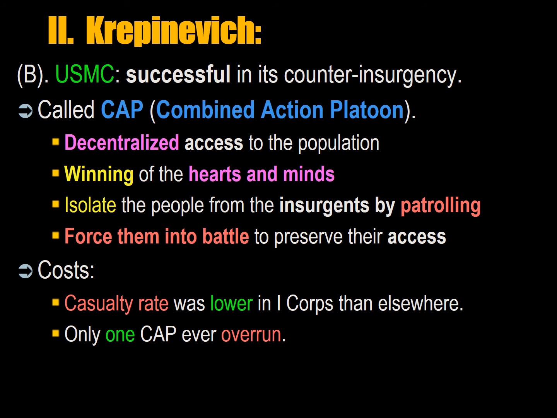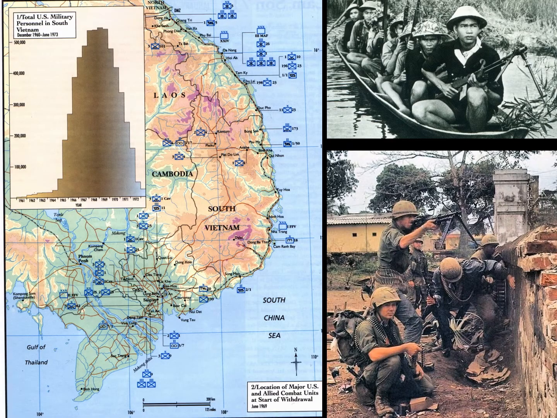The casualty rate was lower in I Corps than elsewhere in Vietnam in the counterinsurgency operation. The local population became helpful. Only one combined action platoon was ever overrun during the operation. The map on the left shows the deployment and the ultimate withdrawal of American forces between 1961 and 1972, and it shows where the units were deployed in Vietnam.